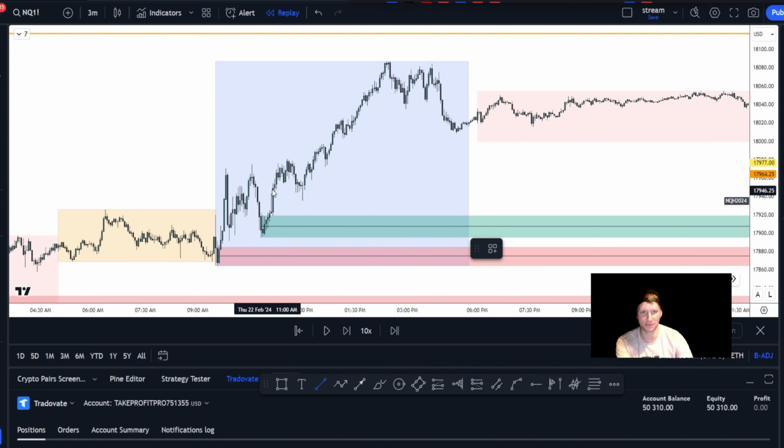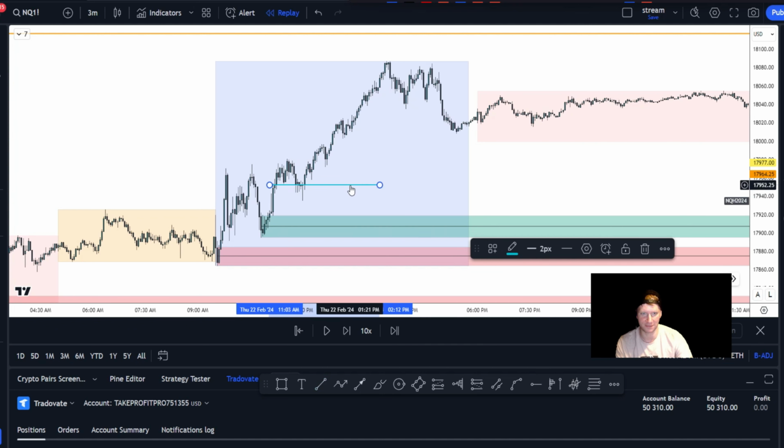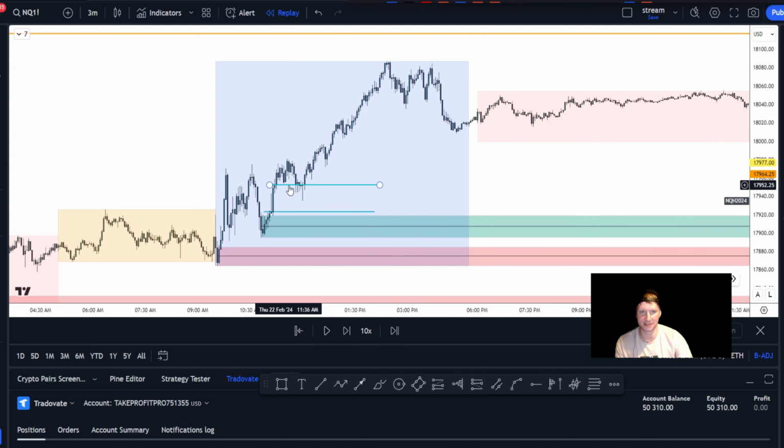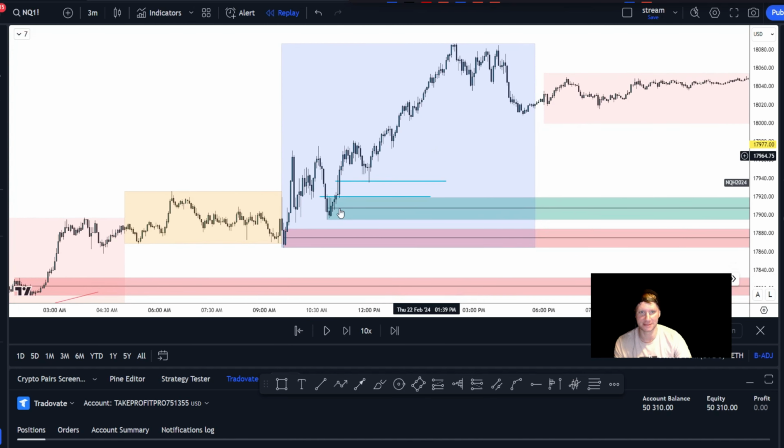It's a two-part thing. It's not one. And it's not just liquidity. It's not just inefficiencies. You need both for really high odds setups here. From here to here was only buying taking place, right? From there to there. That's a true inefficiency there.